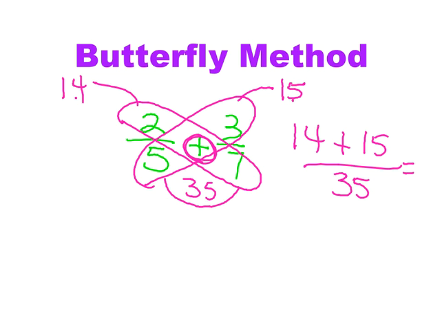And then we add the numerator. 14 plus 15 is 29. Our denominator is 35. Bang, we have our answer.